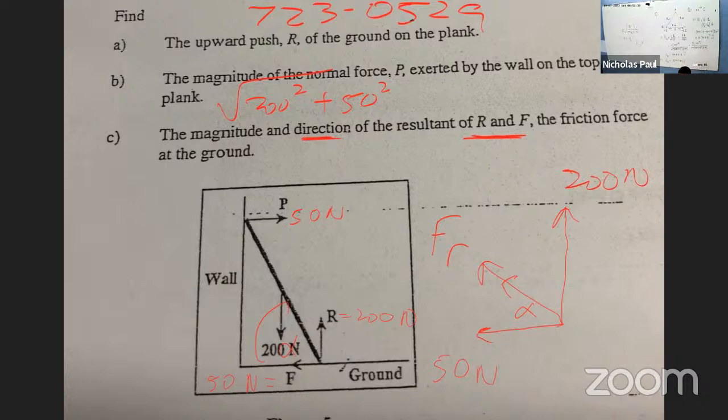Right, sorry, did we finish that question already? 50 root 17, 89.7 degrees. And 89.7 degrees? That's the angle? Oh, that's almost 90.